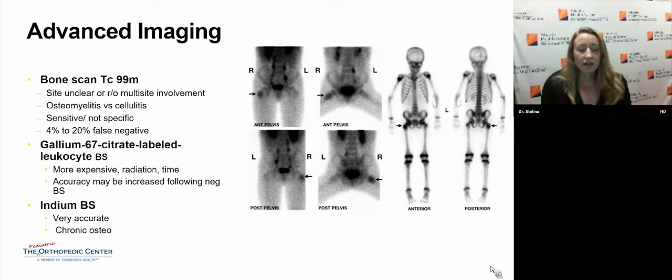We also have some bone scans. They can be helpful when the site is unclear or if it seems that multiple sites are involved, and it can also help differentiate between an infection in the bone or just in the soft tissues. It's very sensitive, but it's not very specific. An indium bone scan for tagged leukocytes is more expensive, and it increases the radiation and time, but the accuracy can be increased following a negative bone scan. And an indium bone scan is very accurate, and it's more used in the setting of looking for chronic osteomyelitis.